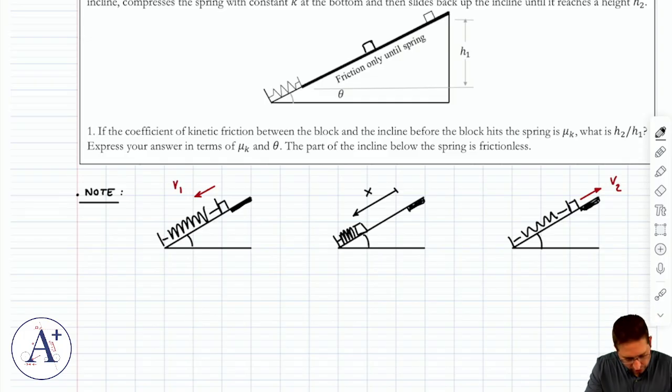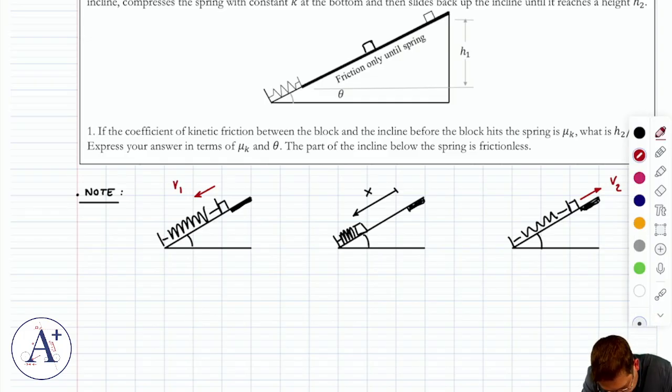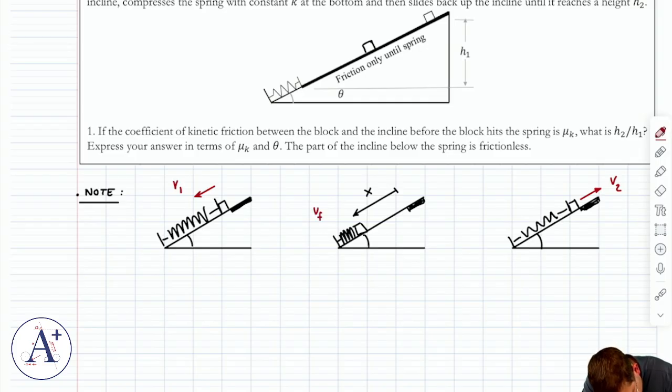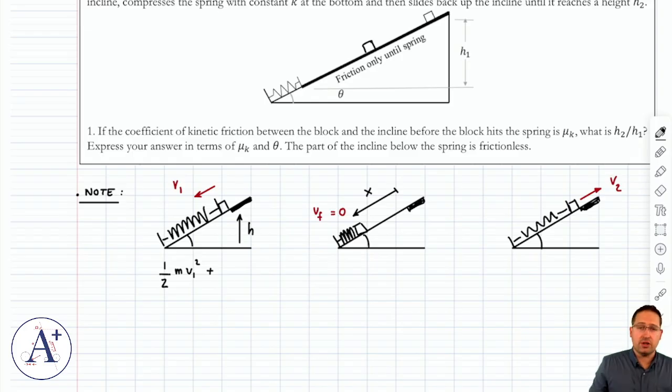So here the idea is to say that V final is equal to 0. Here I'm going to have kinetic energy, one half m V1 squared, plus, I'm just going to give this thing a name, I'm going to call it little h, the height above the base. So plus, I'm going to have m g h, potential energy.